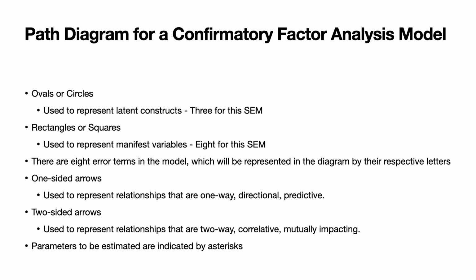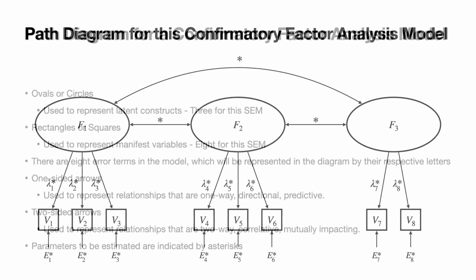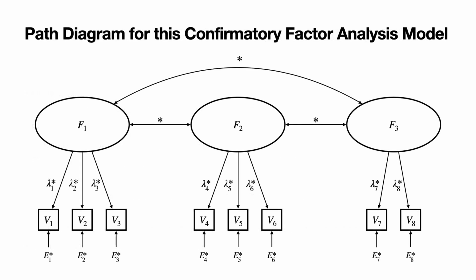One-sided arrows are used to represent relationships that are one-way, directional, or predictive. Two-sided arrows are used to represent relationships that are two-way, correlative, or mutually impacting. And finally, parameters to be estimated in the model are indicated in the diagram by asterisks. And so here is the path diagram for our model.